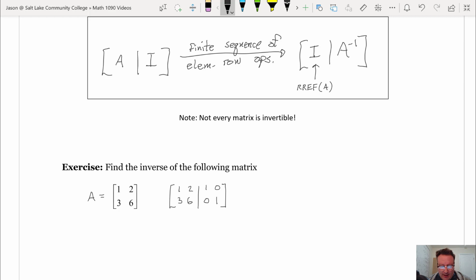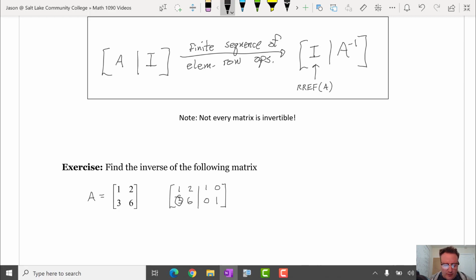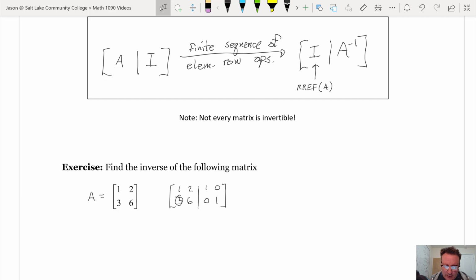The sequence is, we typically want to get 1s on the diagonal to use as our pivots. And then we use those to clear things out below the diagonal. And then we use the 1s on the diagonal to clear things above the diagonal. So the first elementary row operation I want to do is to clear out that 3 right there, because I already have a 1 in the top left corner as my pivot.